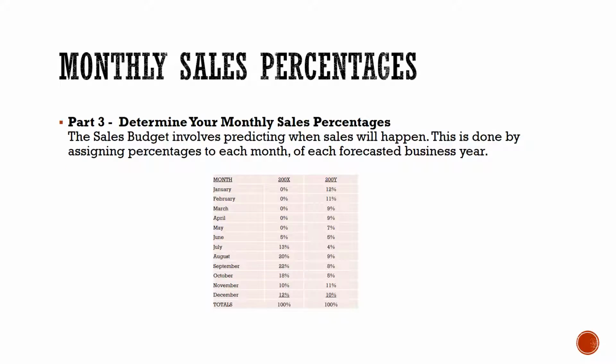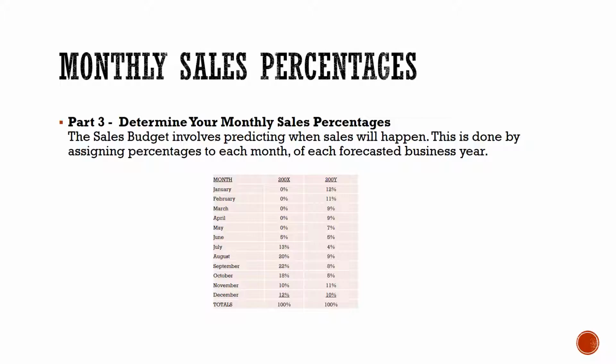The monthly sales percentage is part 3. The sales budget involves predicting when sales will happen. This is done by assigning percentages to each month of each forecasted business year. So if you notice on the first year, and I cut this down to just 2 years because it was too big, but you see January, February, March, April, May. I think my business isn't actually starting until June.